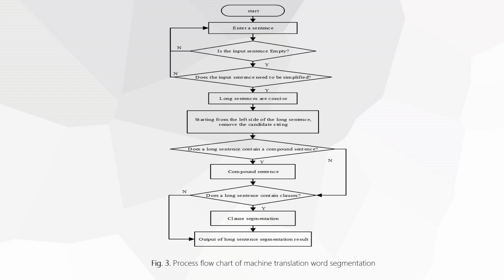Word segmentation is a basic process flow for natural language processing problems, but the quality of word segmentation directly affects the subsequent processing process and has a crucial impact on the final result. The word segmentation process of the initial translated word is shown in Figure 3.